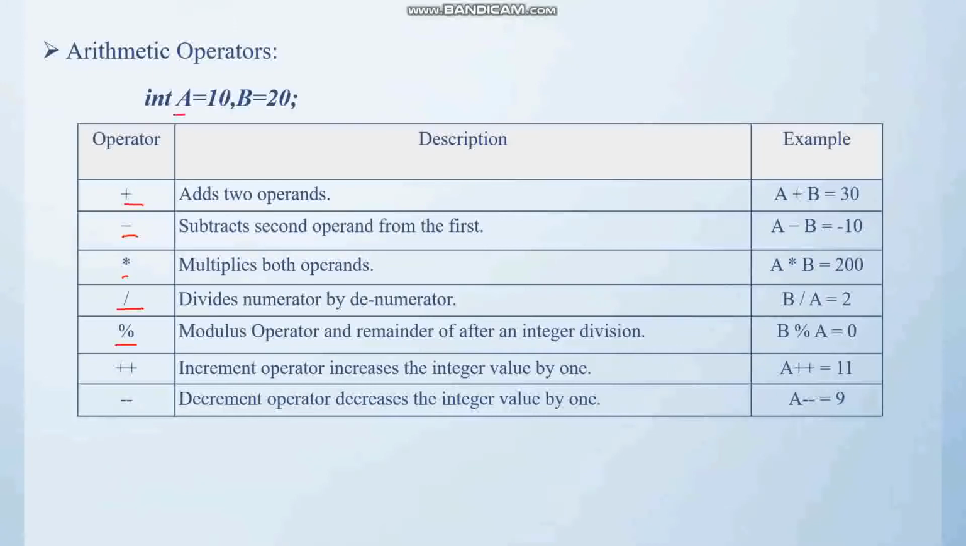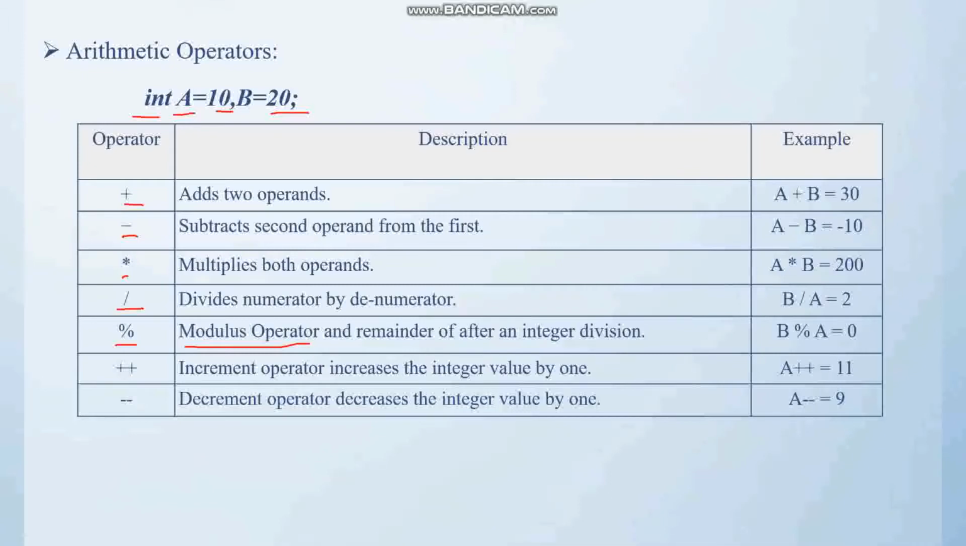If the value of a is 10 and the value of b is 20, of integer type, then a plus b generates 10 plus 20, which is 30. a minus b is 10 minus 20, which is minus 10. a multiply b is 10 multiply 20, which is 200. b divide by a is 20 divided by 10, which generates 2. And b modulus a: the modulus operator generates the remainder after integer division. If I divide 20 by 10, the remainder is 0, so it will generate the output 0.